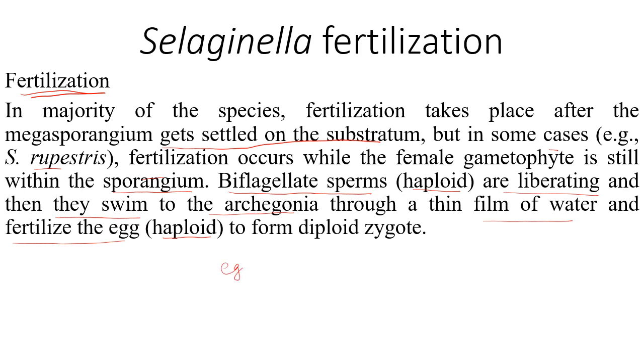So haploid egg and a biflagellate sperm, or you can call antherozoid, they fuse together and there is formation of zygote. So as you can see, this is a haploid structure, and this is also a haploid structure. This N and this N together form 2N, that is diploid zygote.